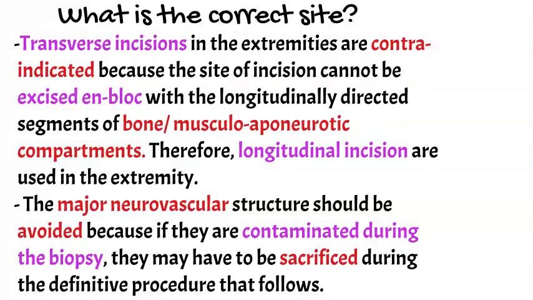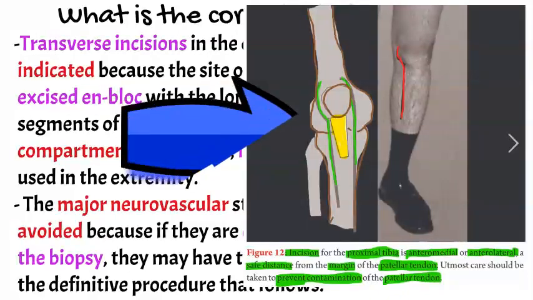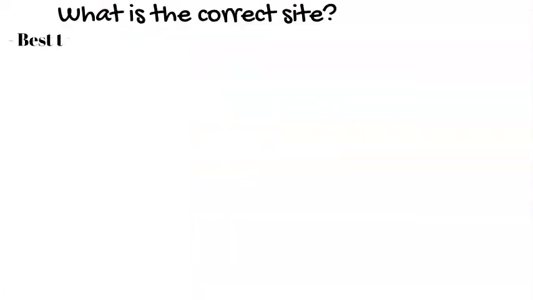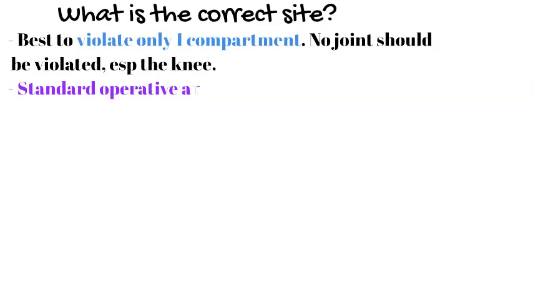This figure illustrates the incision for the proximal tibia, anteromedial or anterolateral, a safe distance from the margin of the patellar tendon. Utmost care should be taken to prevent contamination of the patellar tendon. So again, it is best to violate only one compartment. No joint should be violated, especially the knee.